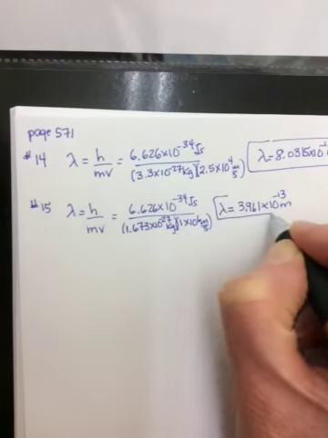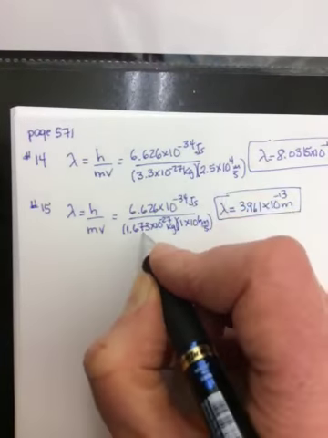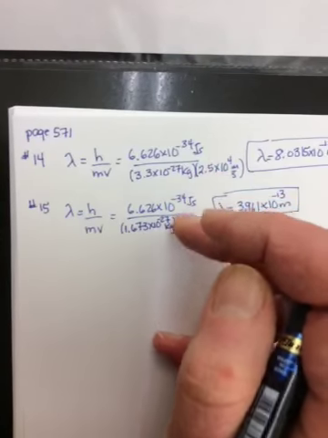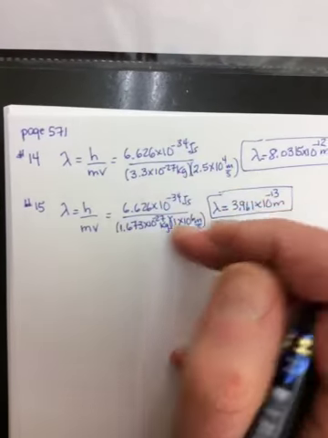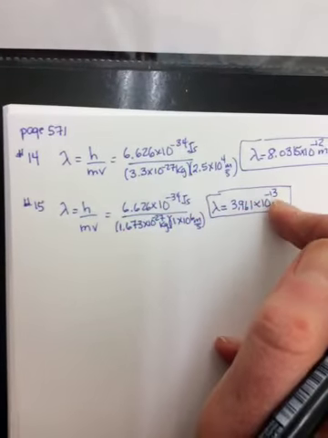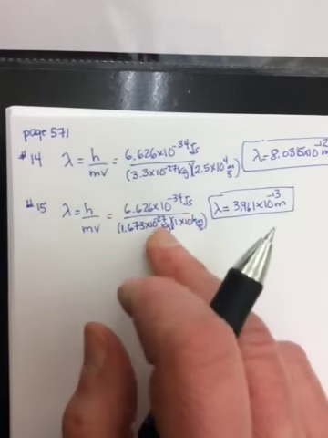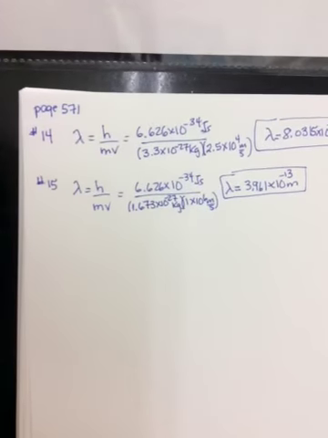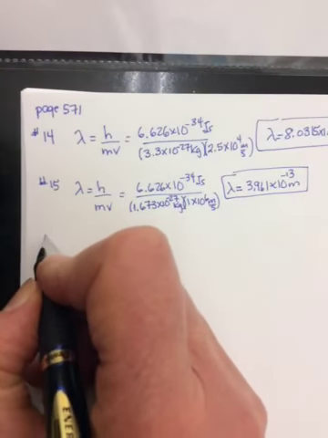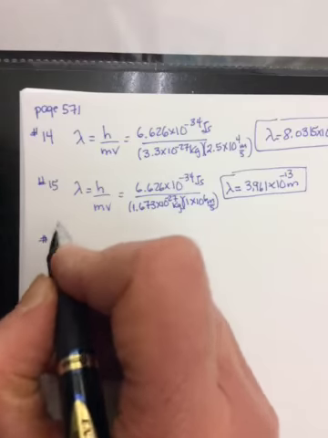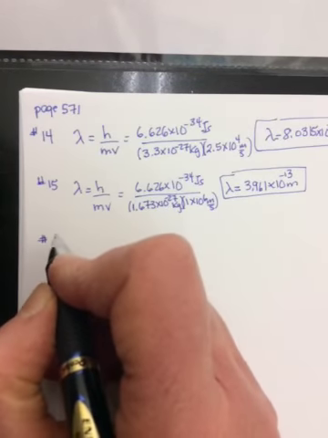Notice how much smaller this is. I was thinking of the electron we did in class. It was to the negative 10, and this is to the negative 31, but it's because the mass is significantly bigger. And the larger the mass, the smaller the wavelength is going to be, assuming that the speeds are close to the same.